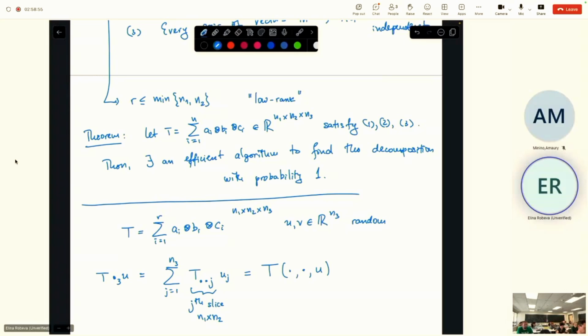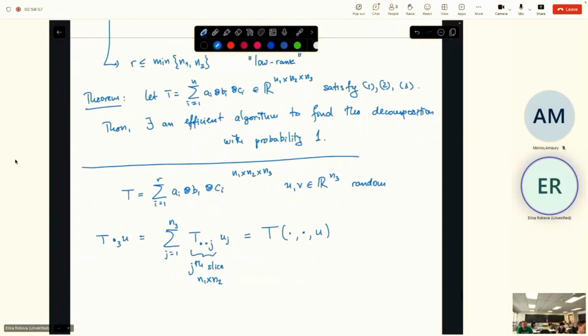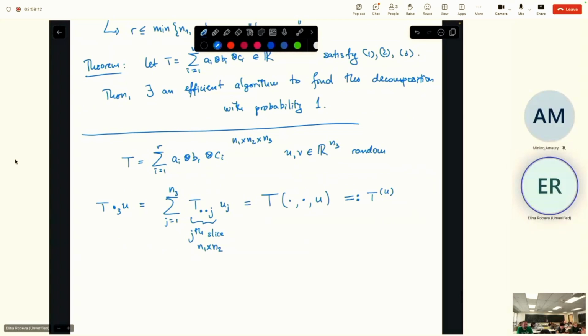And just to make things even more complicated, we denote this by tu. I don't know why, but this is our notation, just for short. And okay, so let's just expand and see what this actually equals. So we have sum j from 1 to n3. Here we have sum i from 1 to r.